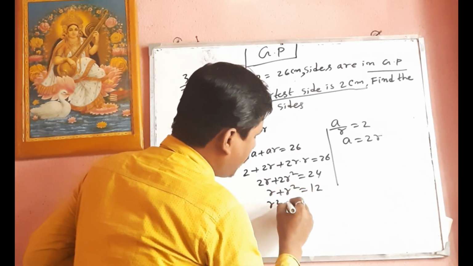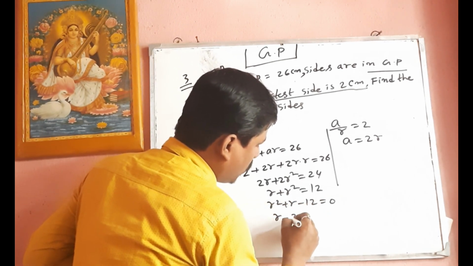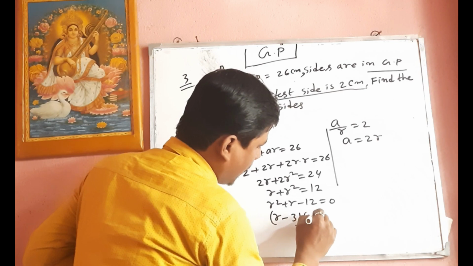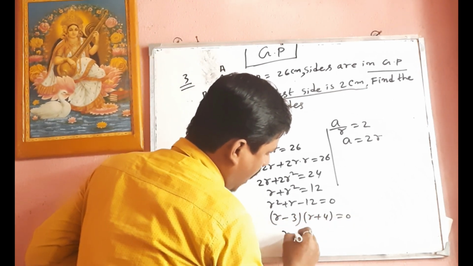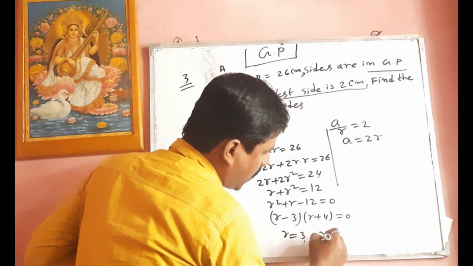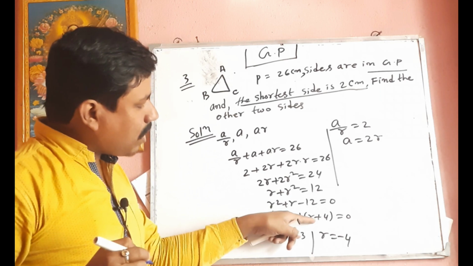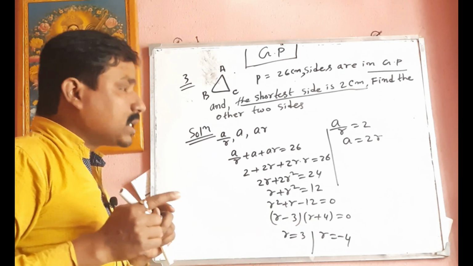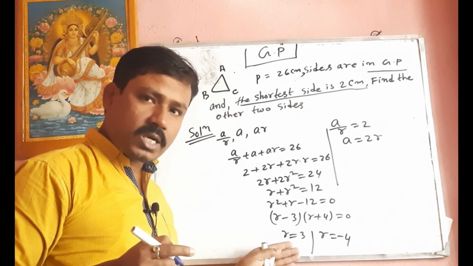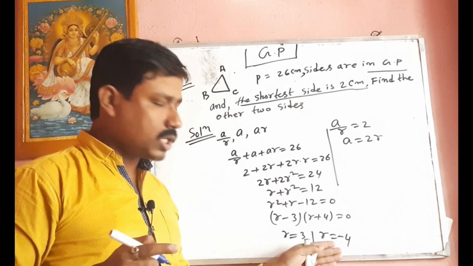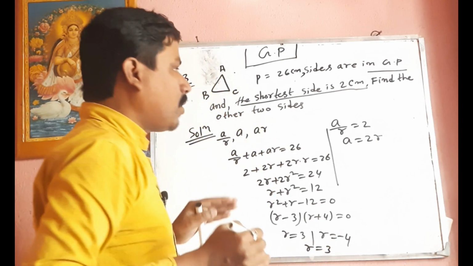That is R square plus R minus 12 is equal to 0. So from this we get R is equal to 3 and R is equal to minus 4. Since length is always positive, R will be regarded as 3. That is, R is equal to 3 is the value.